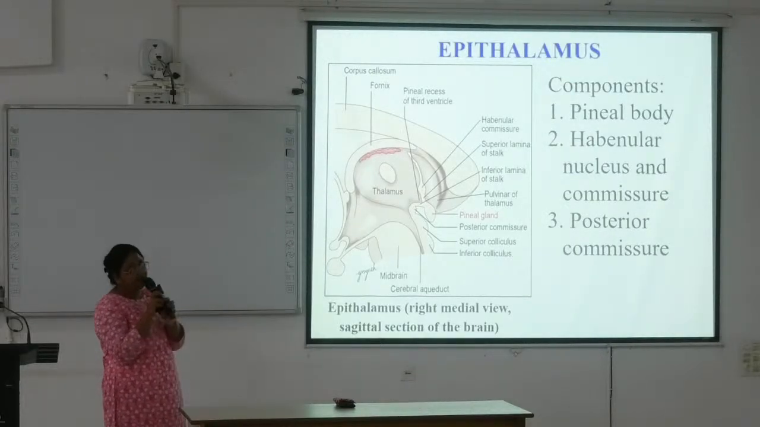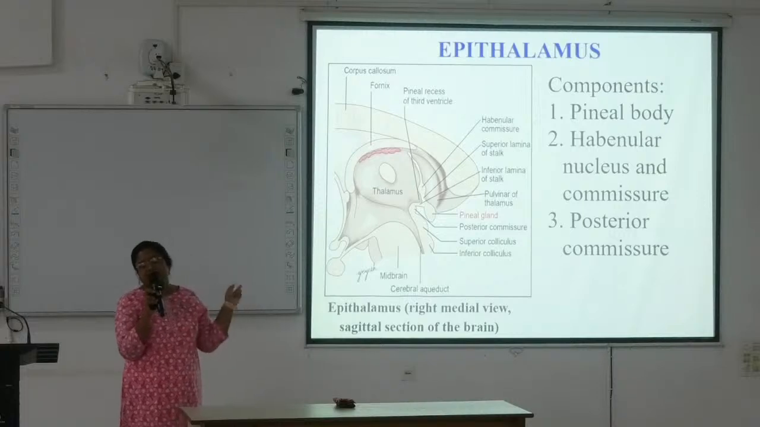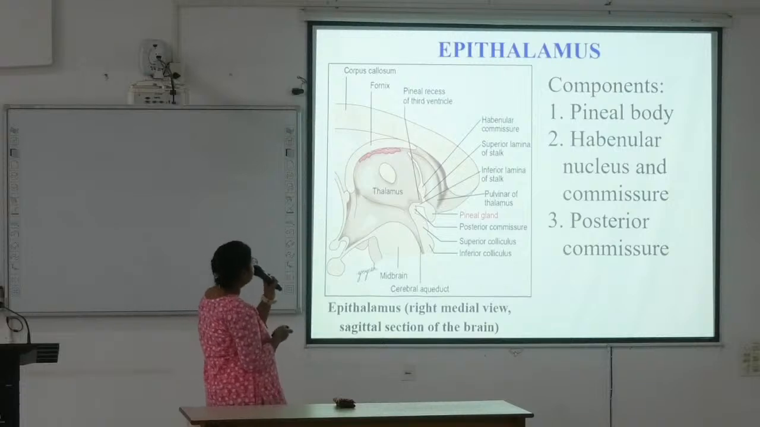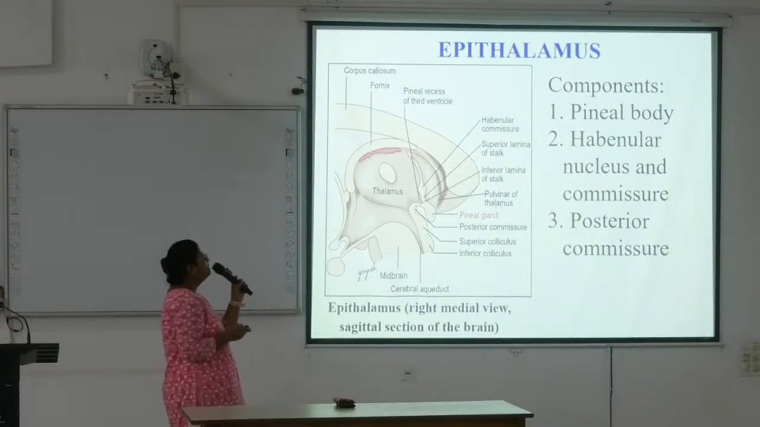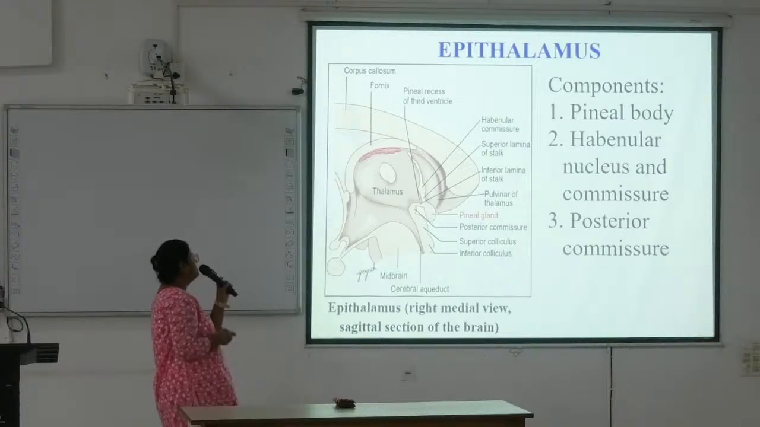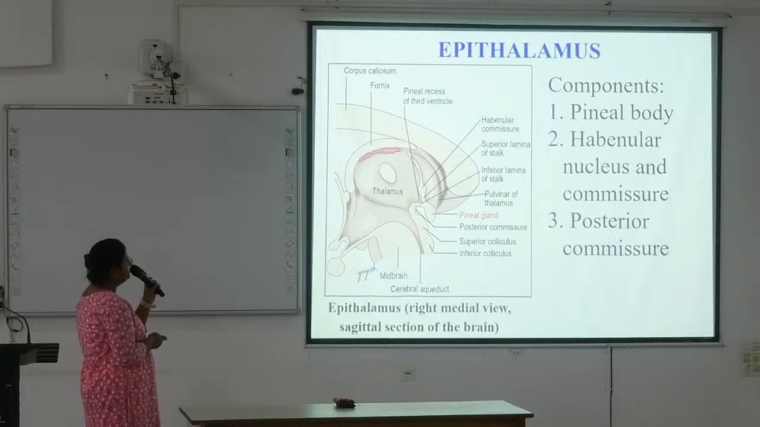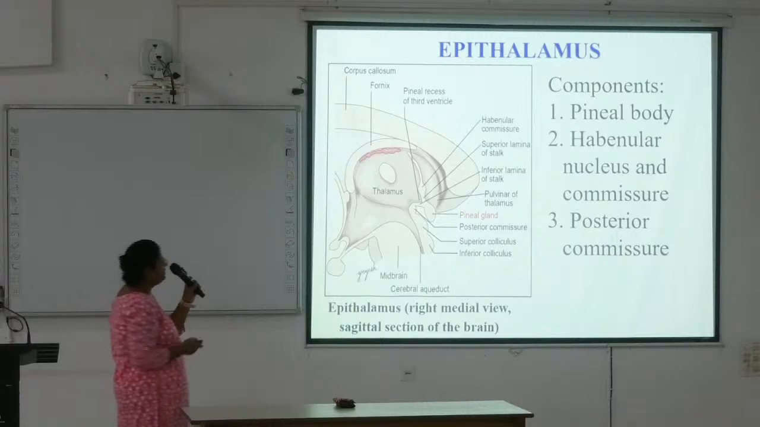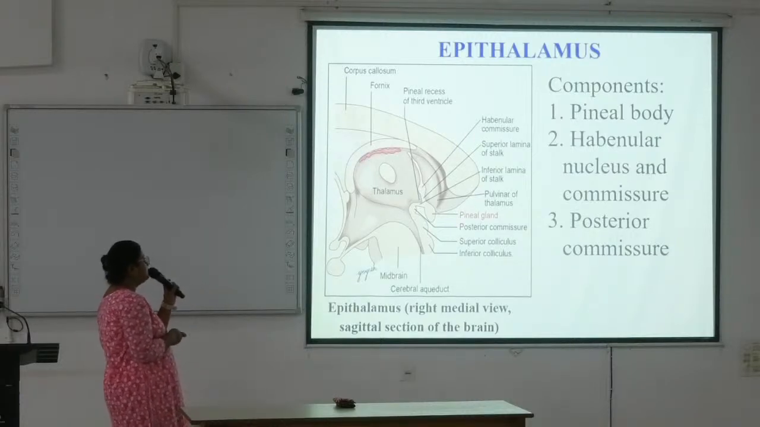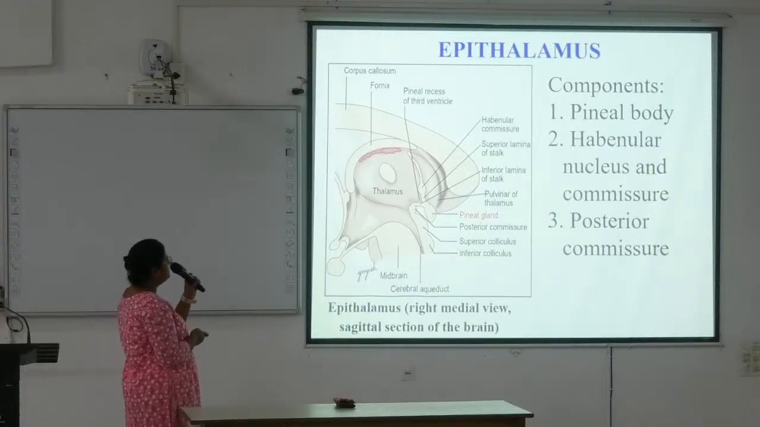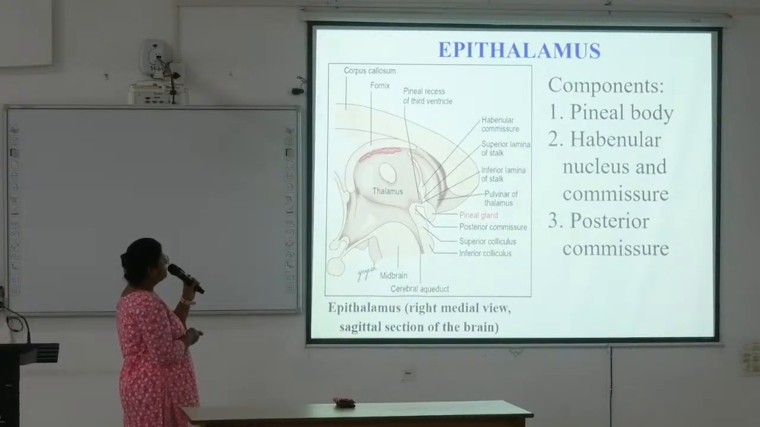Next we go to the epithalamus. So metathalamus we have completed. Next we are going to epithalamus. Epithalamus consists of pineal body or pineal gland, habenular nucleus and habenular commissure and posterior commissure. See here in this picture, here is the pineal gland. Okay, these are forming the posterior boundary of the third ventricle. Here is pineal gland. It has two stalks, superior lamina of the stalk and inferior lamina of the stalk. Within the superior lamina lies this habenular commissure. Within the inferior lamina lies this posterior commissure.